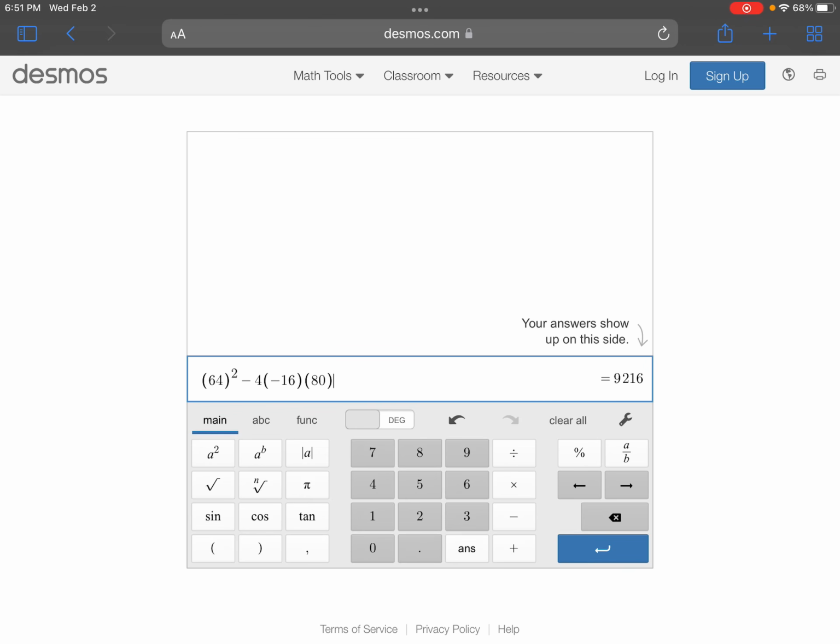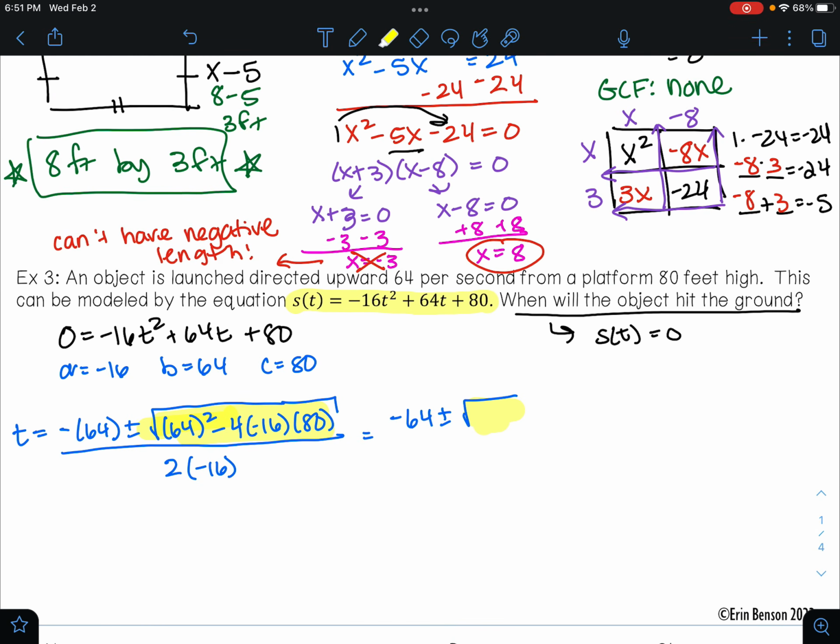Notice how I put everything in parentheses. And when we do that, we get 9,216. And in my denominator, 2 times negative 16 is negative 32.